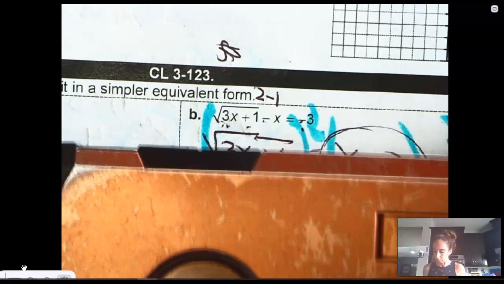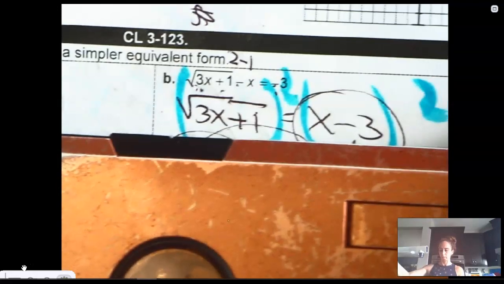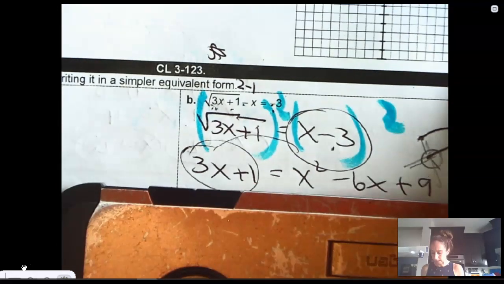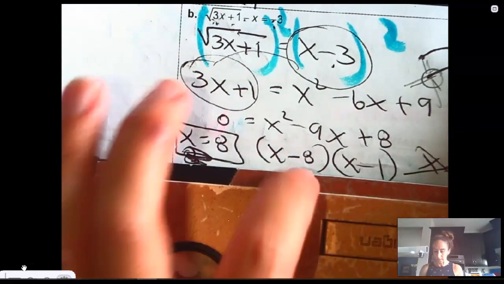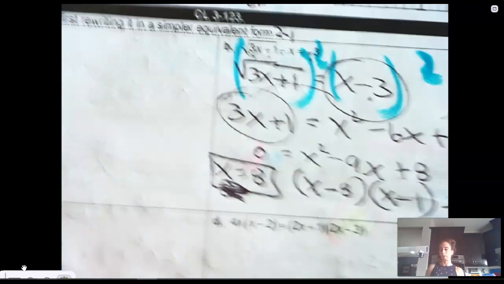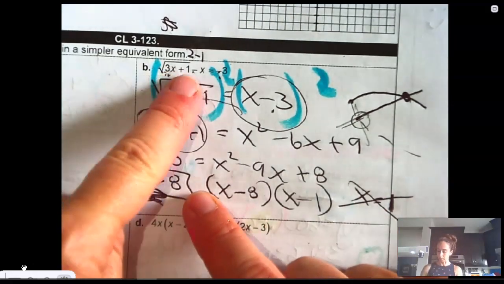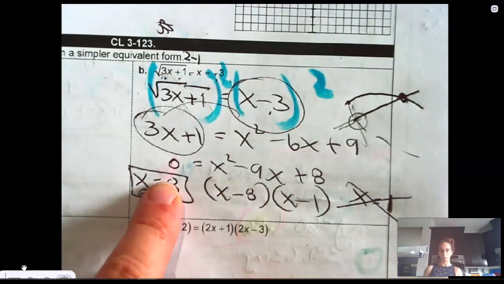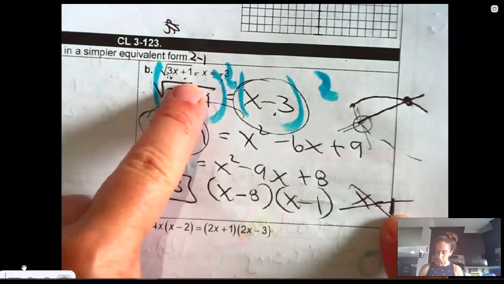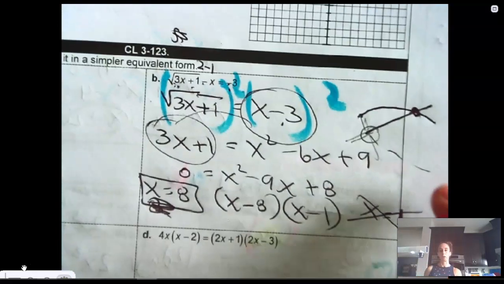The first thing I did is I added x. Then I squared both sides, and when I square both sides, I boxed it out, and I got that. And then I moved this over, set it equal to 0, got that. Magic x'd it, got that. Set it equal to 0, got 8 and 1. When I plugged in 8, 3 times 8 is 24. Plus 1 is 25. The square root of 25 is 5. Minus 8 is -3, so that one worked. 3 times 1 is 3, plus 1 is 4. The square root of 4 is 2. 2 minus 1 does not equal -3. That's why it was extraneous.